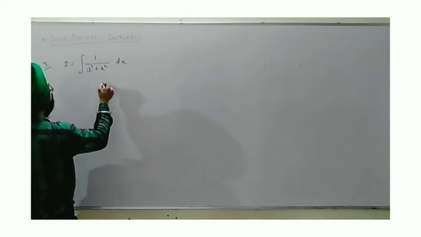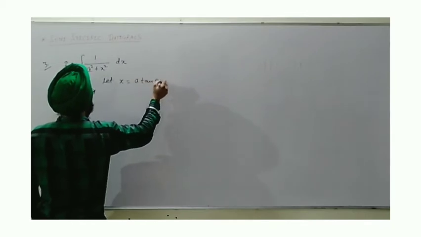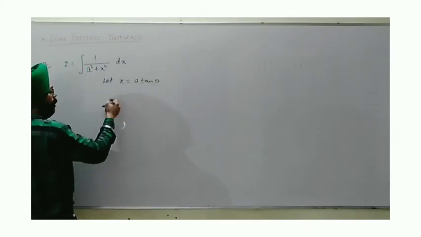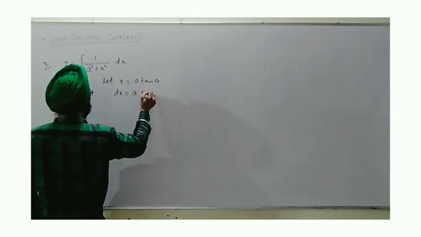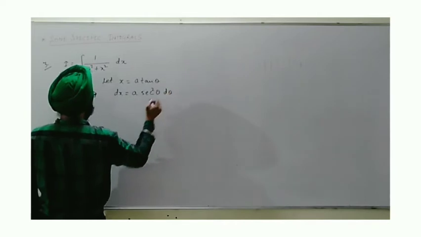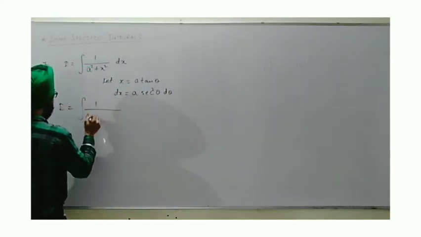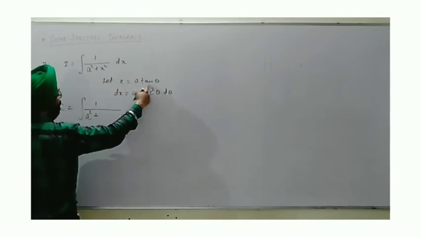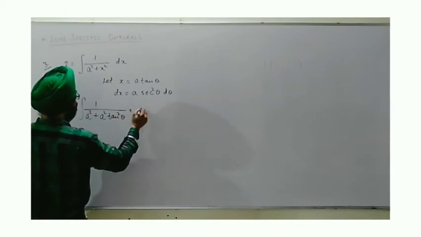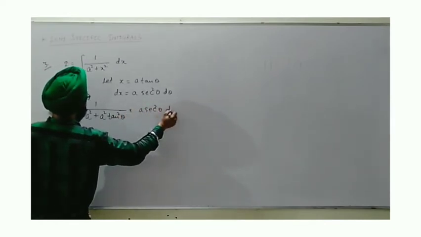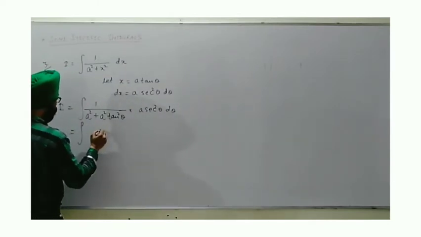We will take the substitution that x equals a tan theta. If I do so, then differentiating we get dx as a sec square theta d theta. I can be written as 1 upon a square plus x, whose value is a tan theta, so we get a square tan square theta, and a sec square theta d theta in place of dx we have written. Now what are the changes? We find a square is common.